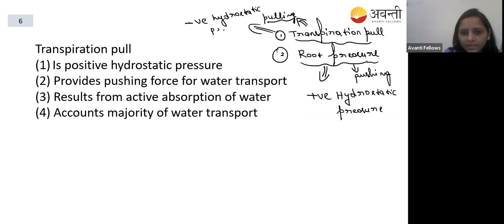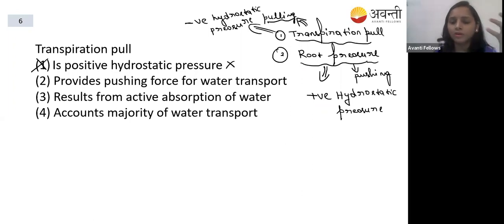Hydrostatic pressure. Okay, guys, it is by the negative hydrostatic pressure. So that is the reason option 1 is wrong. It is not by the positive hydrostatic pressure. It is by the negative hydrostatic pressure because it is pulling, right? So that is the reason. Here the water is not putting any more of the effect.